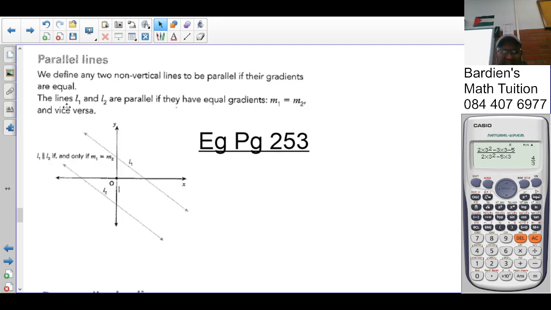Then I need you to say that line 1 and line 2 are parallel if they have the same gradients. M1 is equal to M2 and vice versa. L1 is parallel to L2 if and only if M1 is equal to M2. That's what I need you to write down.